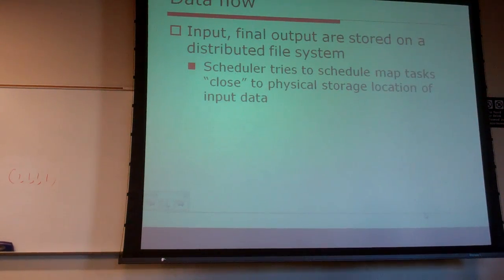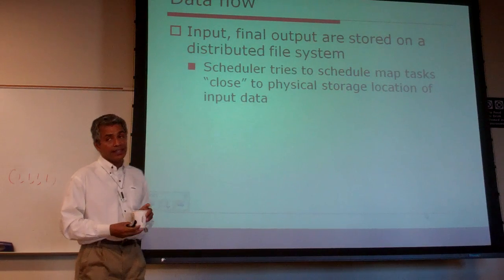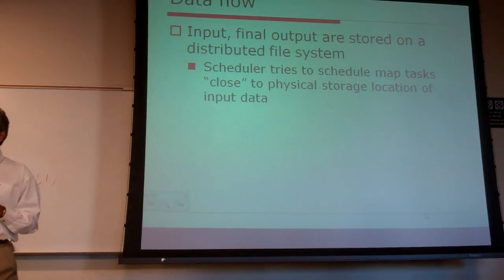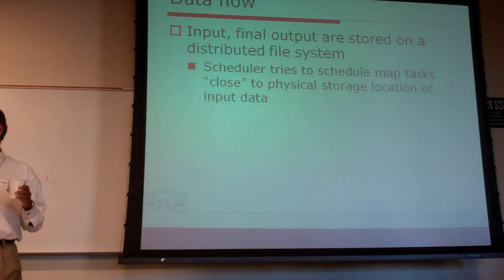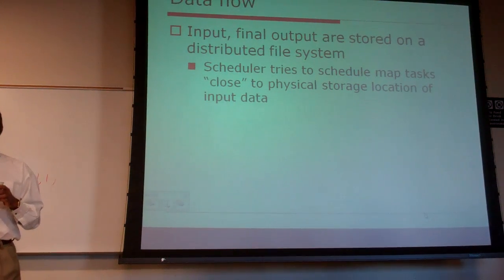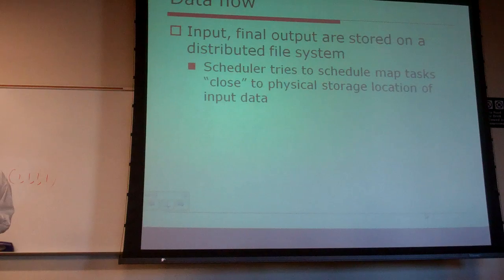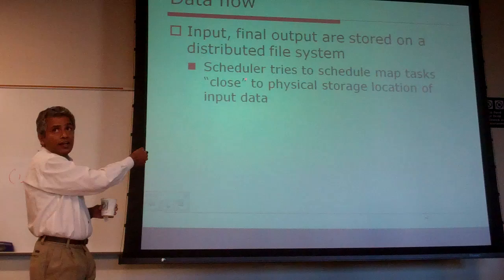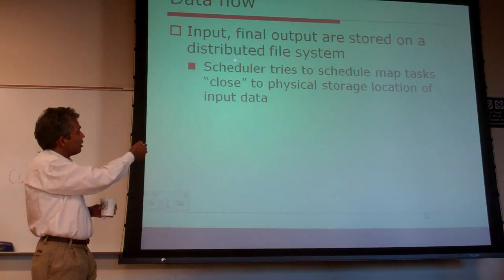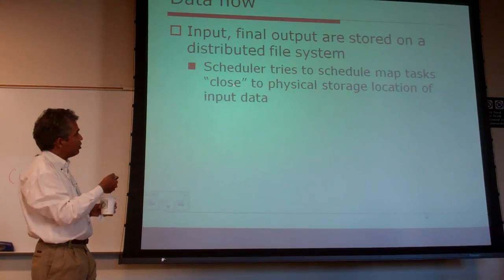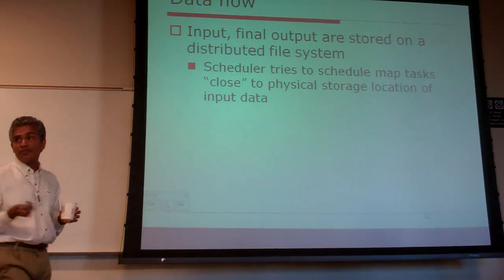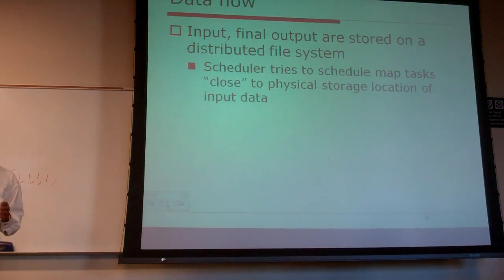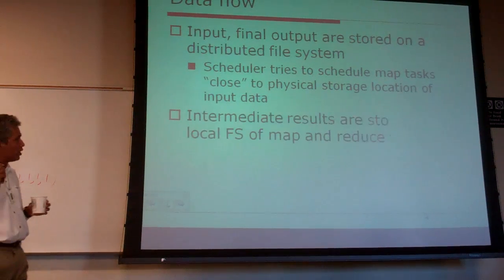My understanding is that in most of these companies, if you join, in the first 2 days they will tell you the libraries for using MapReduce. Once you do that, essentially for any computation you write, you have the entire server farm at your fingertips. So this is saying what I've already said: input and final output are stored on the distributed file system. The scheduler tries to schedule map tasks close to the physical storage location of the input data so that there will be less transmission. But that's not something that you have to worry about.